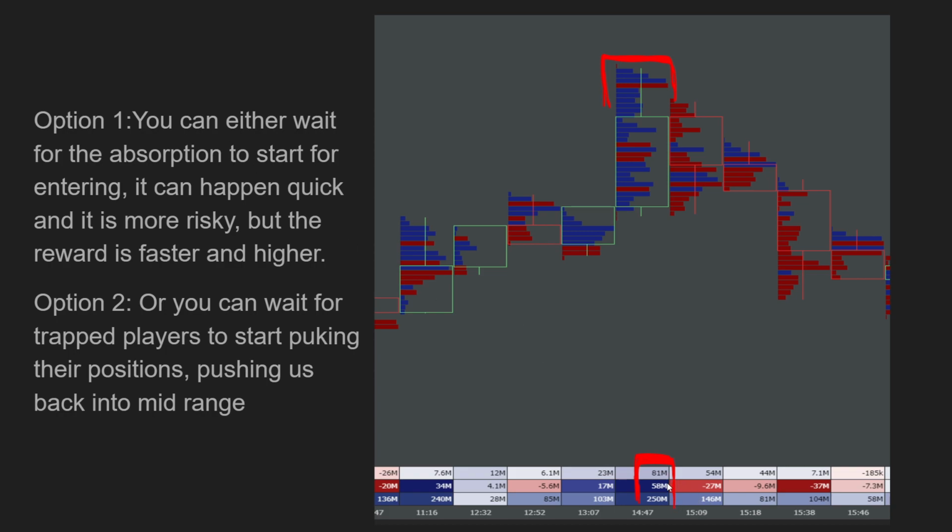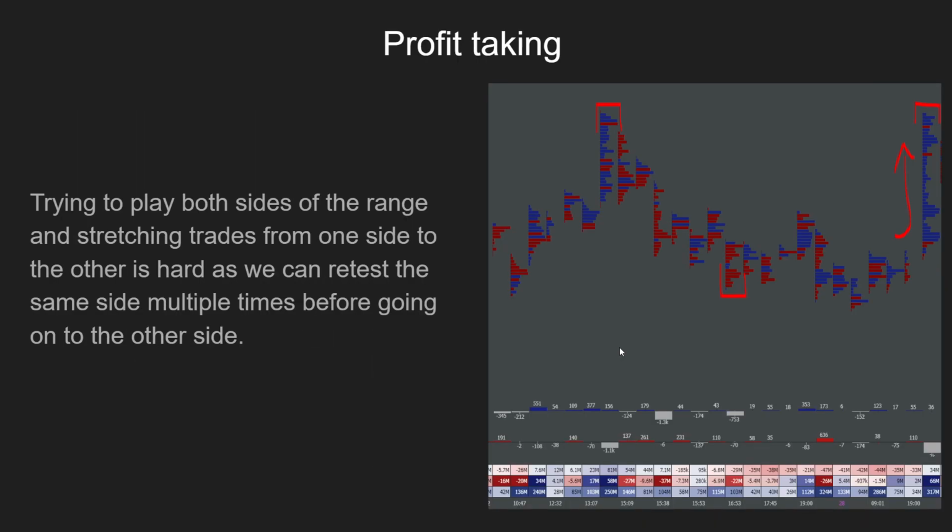Here, over here, we see 58 million of buying happened, but we didn't move higher. You could enter a short when you see millions being absorbed before any further move. Or you can wait to enter when the buys start to unravel, as it is safer and less risky.